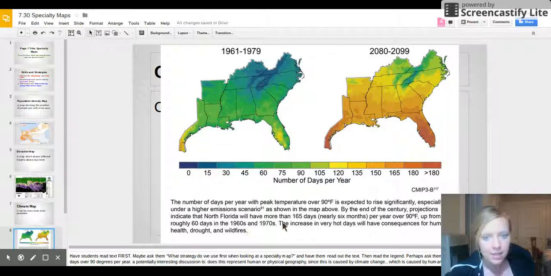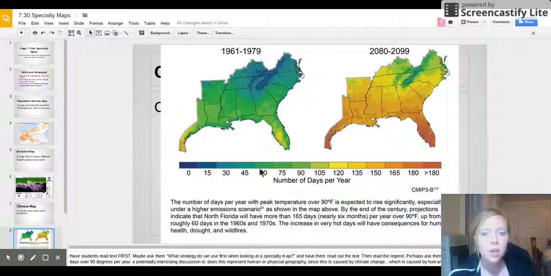Now take a look at that statistic. It's projected to be 165 days a year above 90 degrees Fahrenheit in North Florida, which is on par here with Louisiana. And that's up from only 60 days. So that's almost a 300% increase, almost.